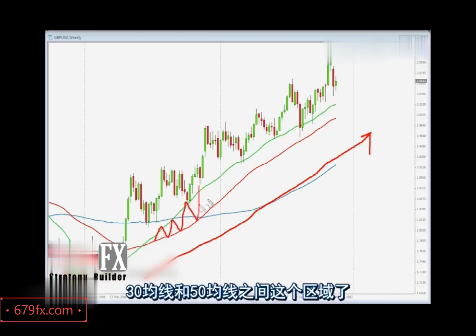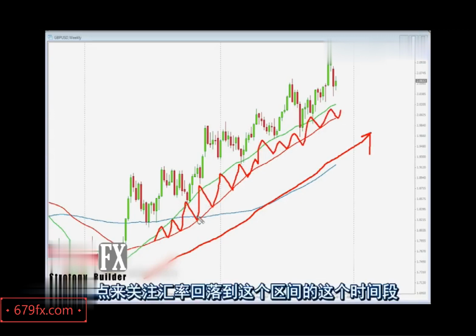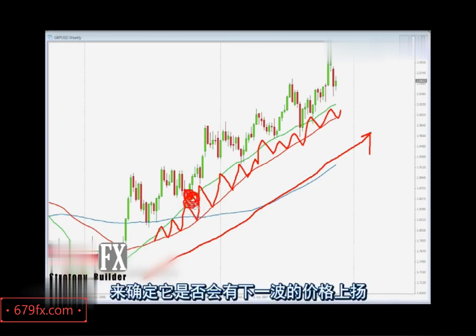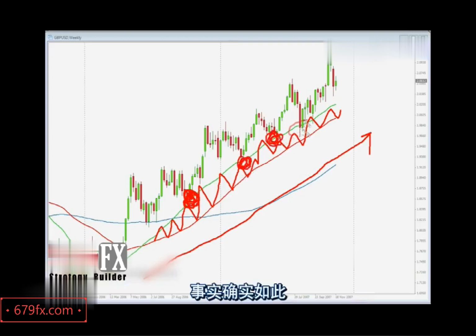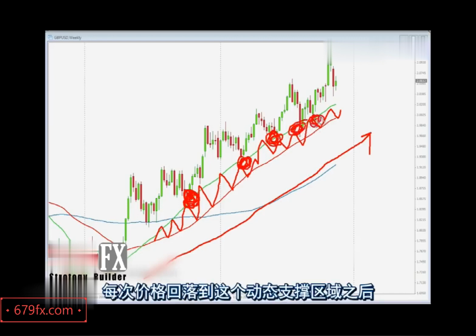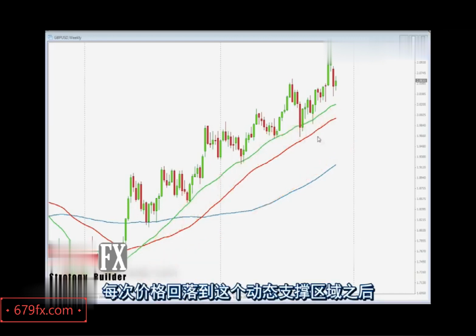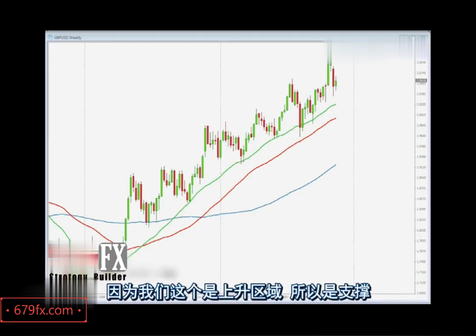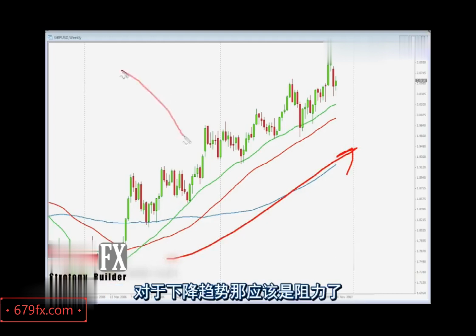want to keep an eye on is the area, remember, between the 30 and the 50 simple moving average. All right, and especially the bounces, the pullbacks to that area, in order to verify whether we get a bounce off that area. And we actually do. Just have a look at the chart. Every time price, the cable in this case, retraces back to the dynamic area of support. By the way, this is the dynamic area of support. Since we're in an uptrend, it will be called resistance if we were in a downtrend.